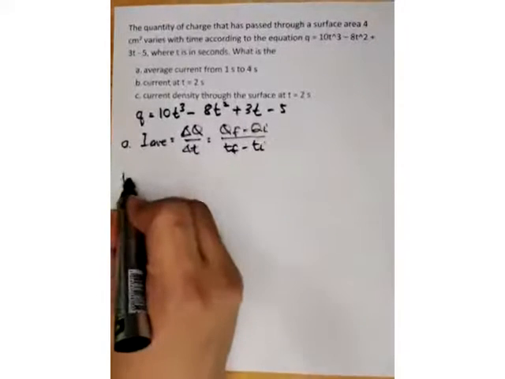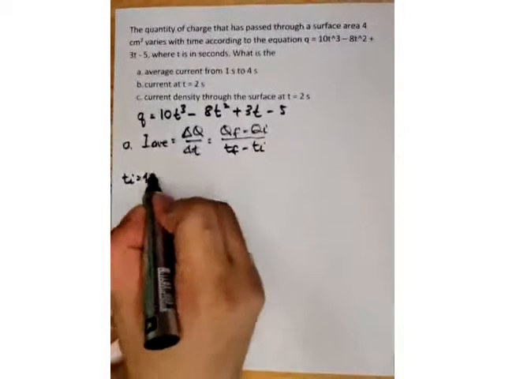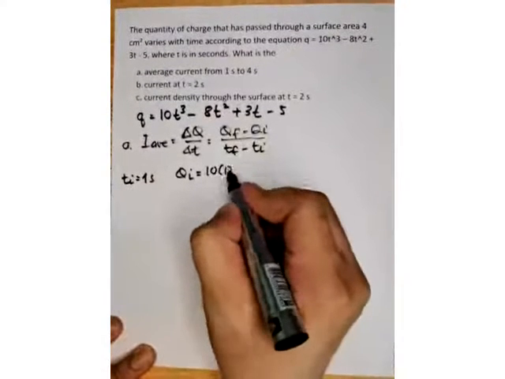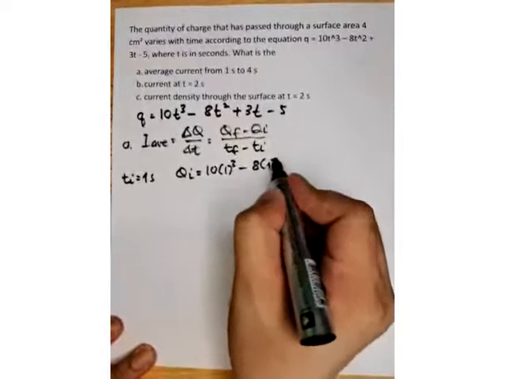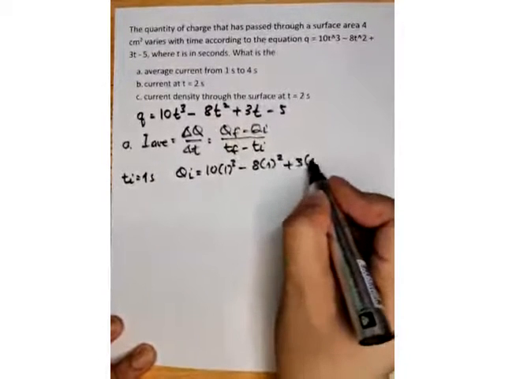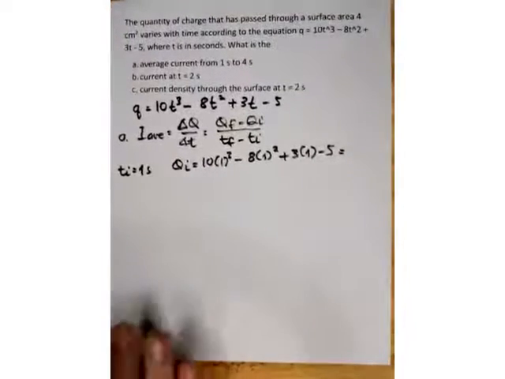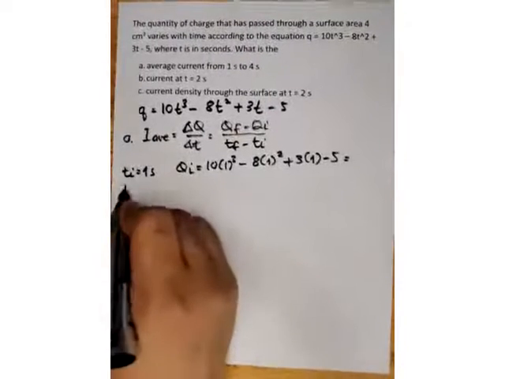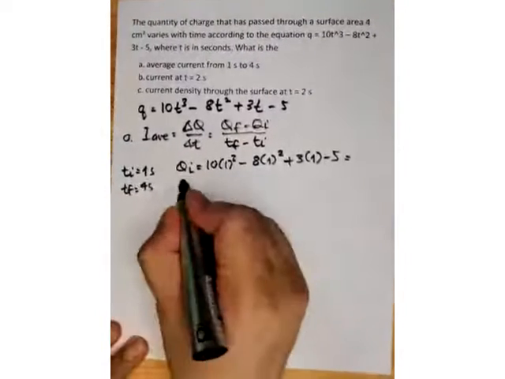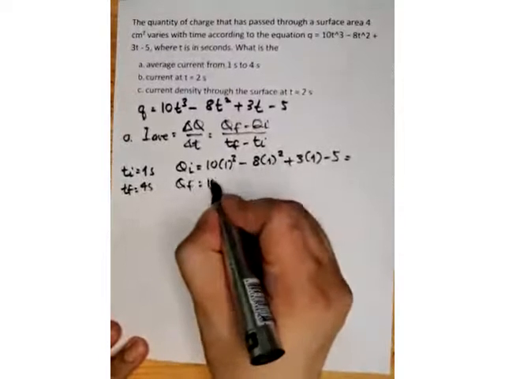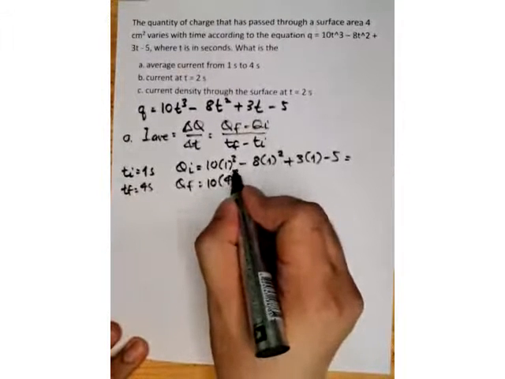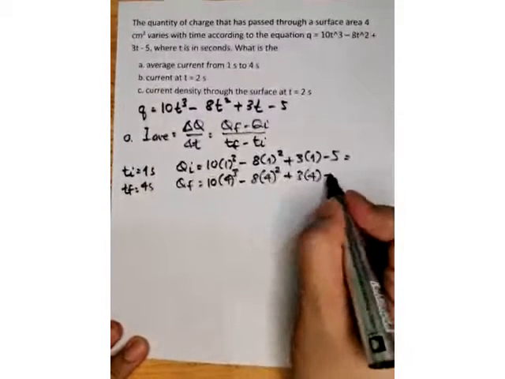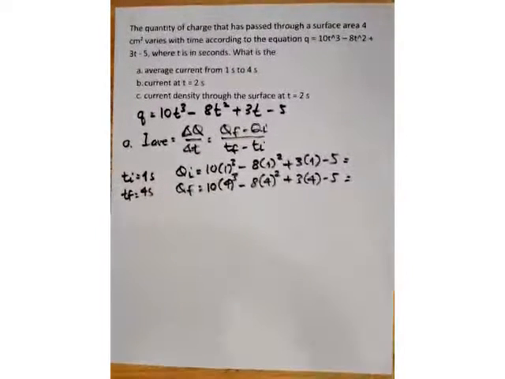Therefore, we can get a Q initial. Substitute lang natin siya dito: 10 times 1 cubed minus 8 times 1 squared plus 3 times 1 minus 5. Pa-compute na lang. Okay? And then, yung T final natin ay equal sa 4 seconds. So, magkaka-Q final tayo na 10 times 4 cubed minus 8 times 4 squared plus 3 times 4 minus 5. So what's our Q initial and then Q final?